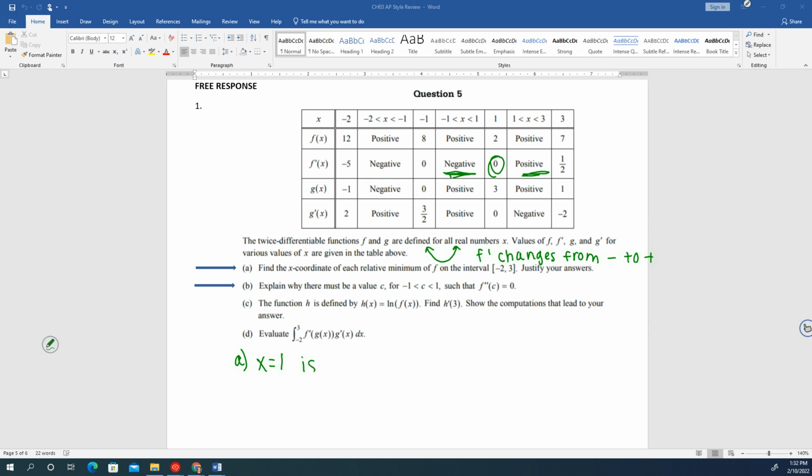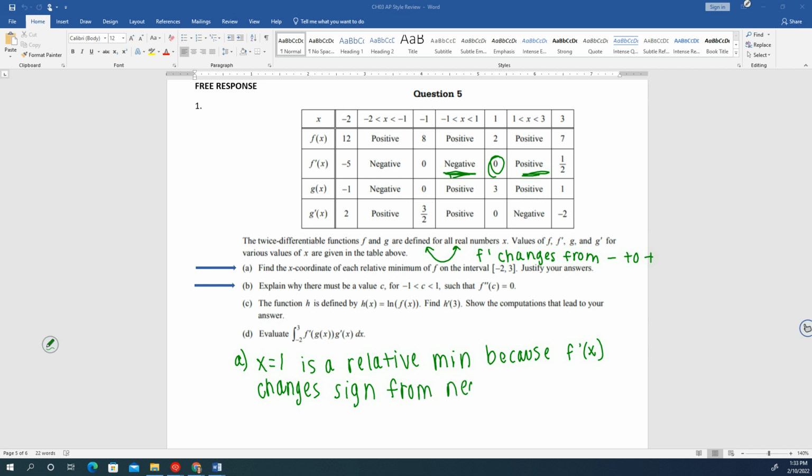Sorry, was I saying max? Did I say min? Relative min. Justify your answer. Because f prime of x changes sign from a negative to positive. And you want to use the derivative in your justification there.